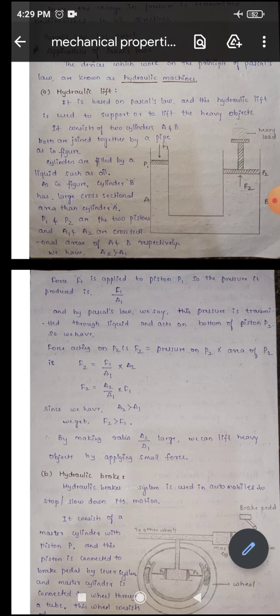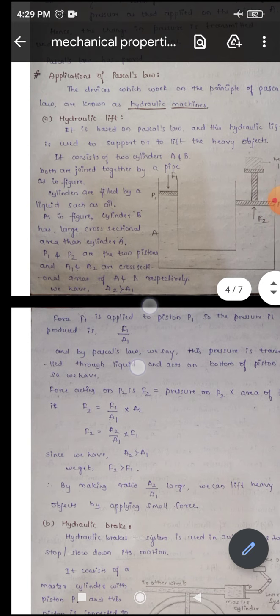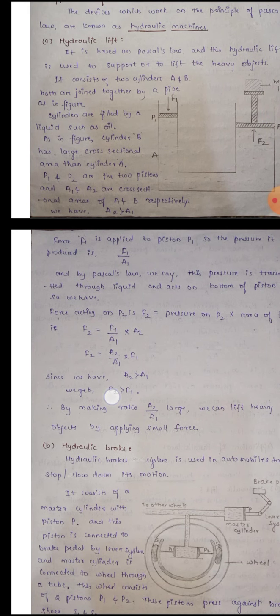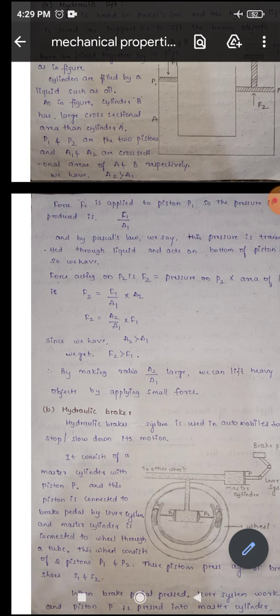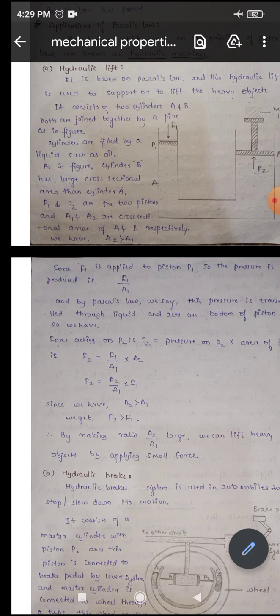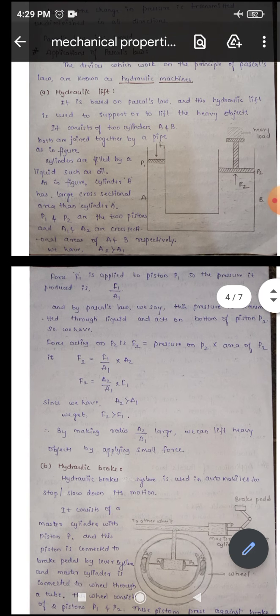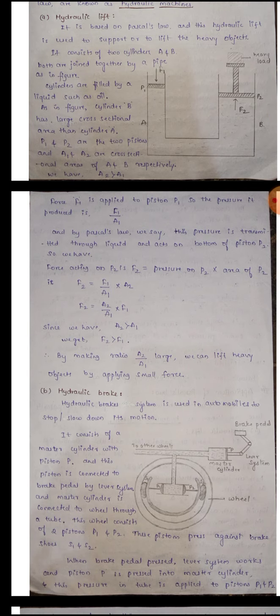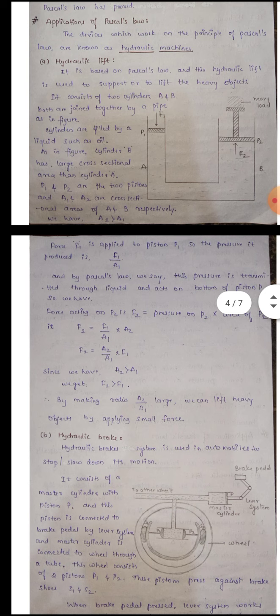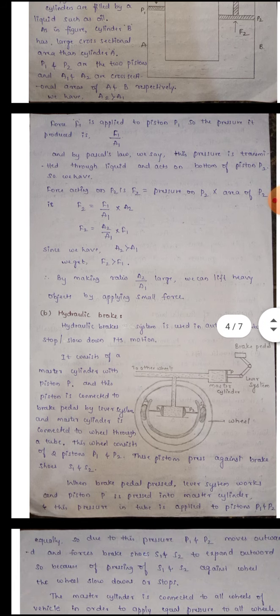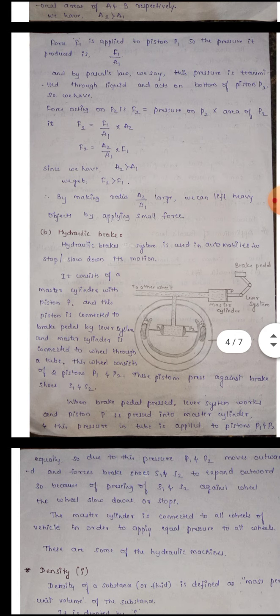As A2 is greater than A1, that's why we got F2 greater than F1. So by applying a smaller amount of force, we are getting a larger amount of force at cylinder B, which is used for lifting heavy objects. So by making the ratio A2 by A1 large, we can lift heavy objects by applying a small amount of force. This is one of the applications of Pascal's law. And next we have the hydraulic brake.